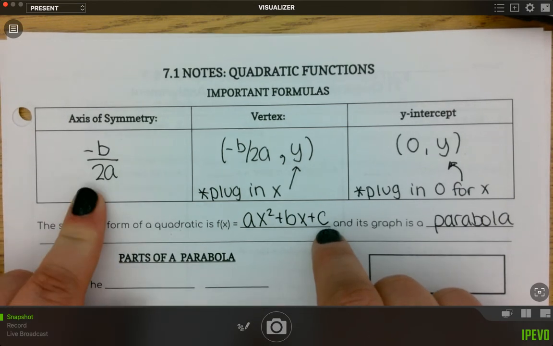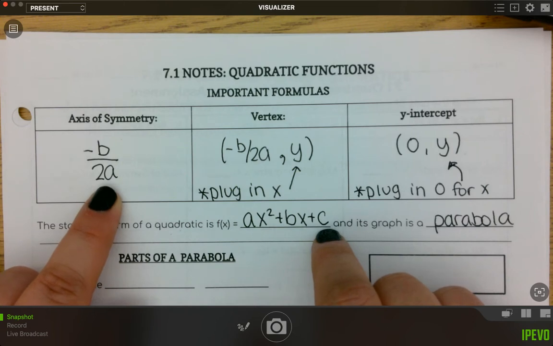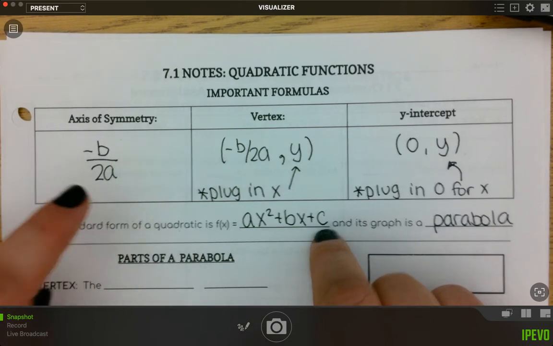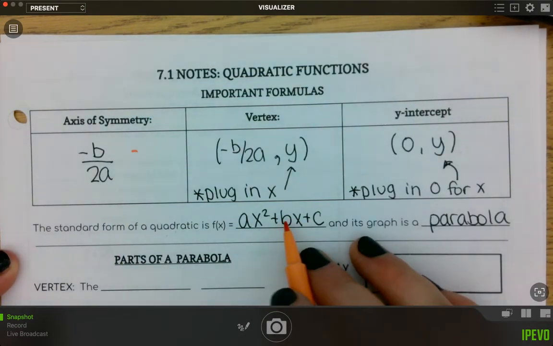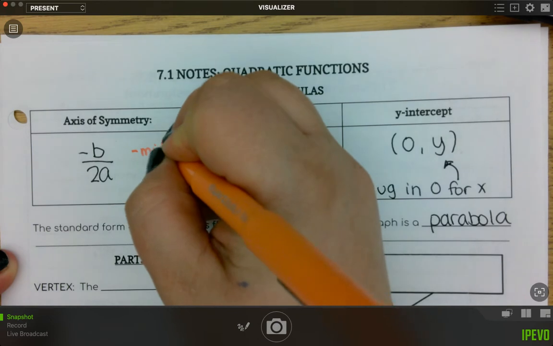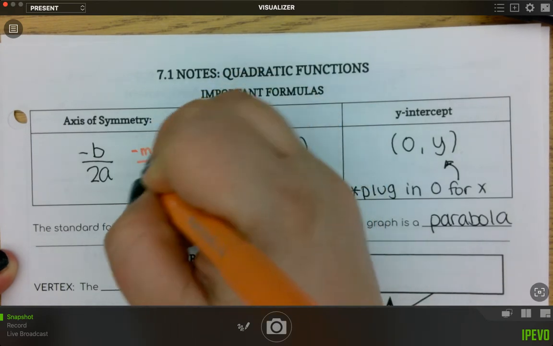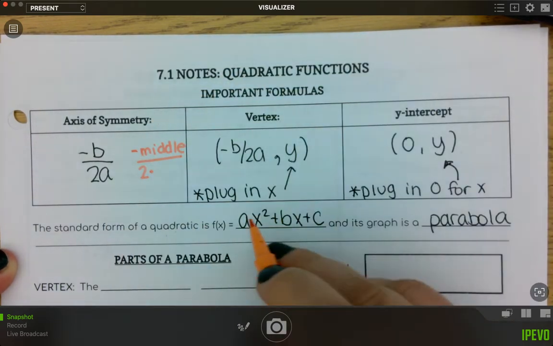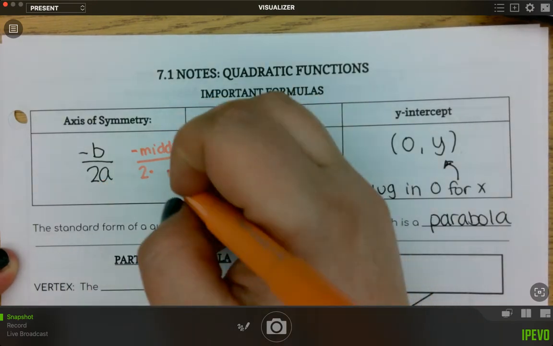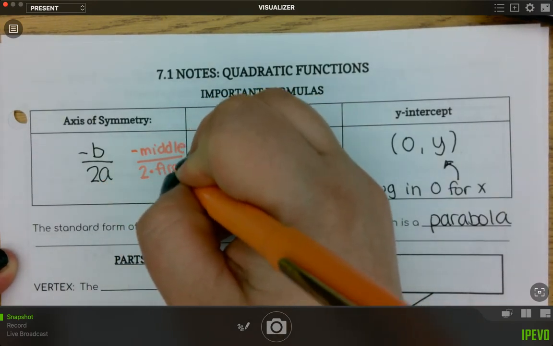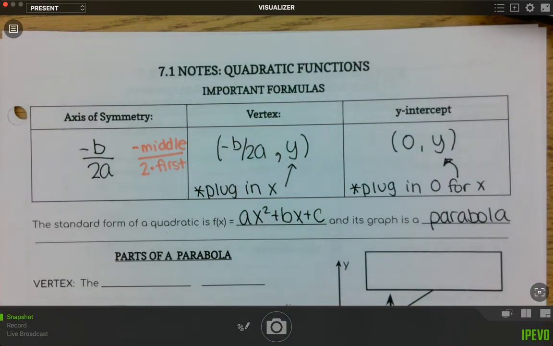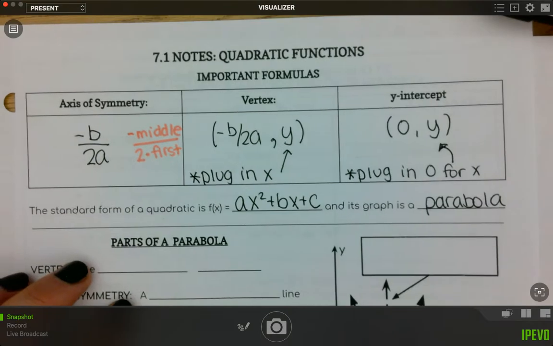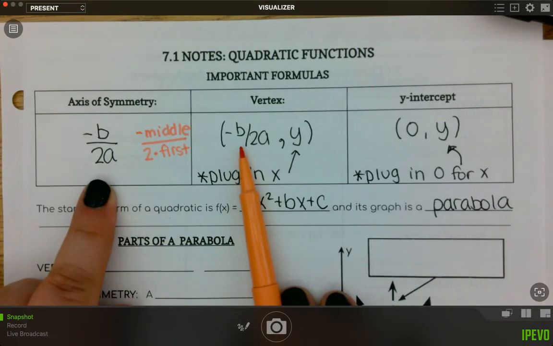The axis of symmetry is the line that goes down the middle of a parabola, and it has a specific formula, negative b over 2a. So basically it's going to be negative middle number over 2 times a, which is the first one. Some people like seeing that a little bit better, so that's just like an alternate form if you want to add that.